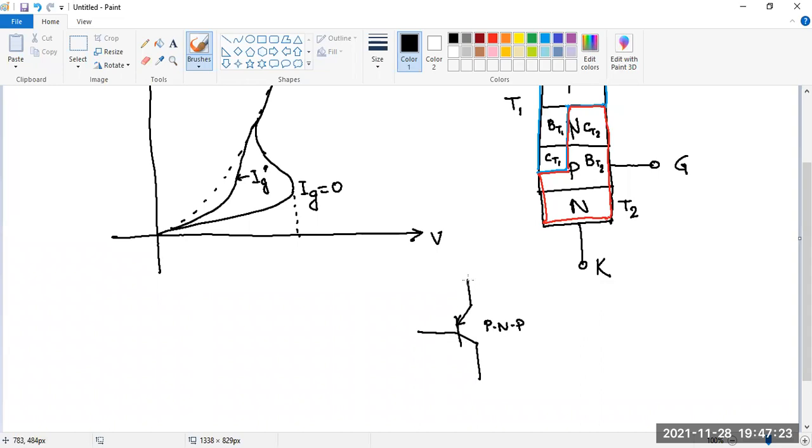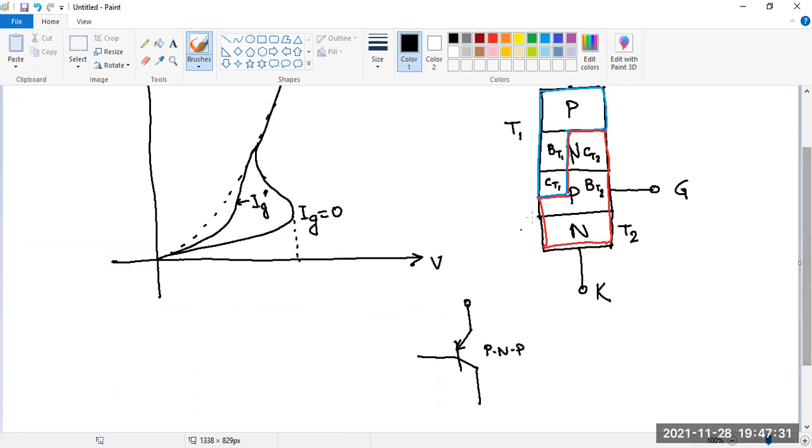And we know that, which terminal is this? The emitter of the PNP transistor. This is the anode, because you see this is the emitter of transistor 1. So this is your transistor 1. So the emitter of transistor 1 is basically the anode of the overall device.